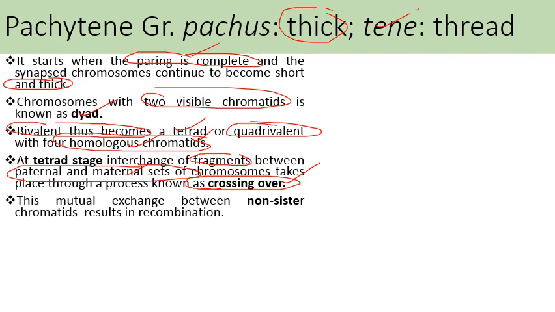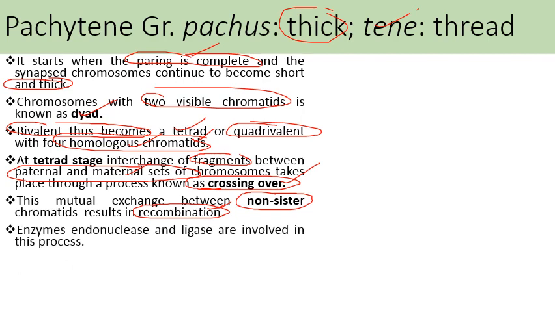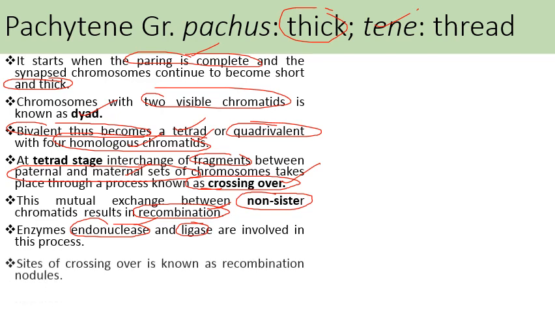This mutual exchange between non-sister chromatids results in recombination. So it brings variation. There is mixing of some characters due to exchange of genetic fragments or chromosomal fragments. Enzymes involved in this process are endonucleases and ligases. Endonuclease helps in breakdown of the chromosome, and ligase helps in joining of these fragments. So these two enzymes are involved in this process.